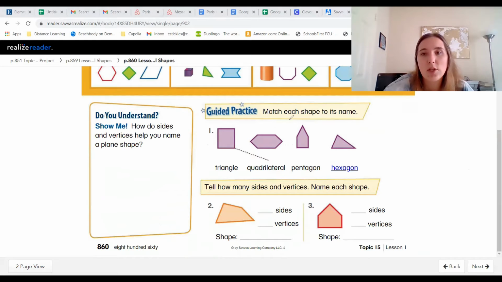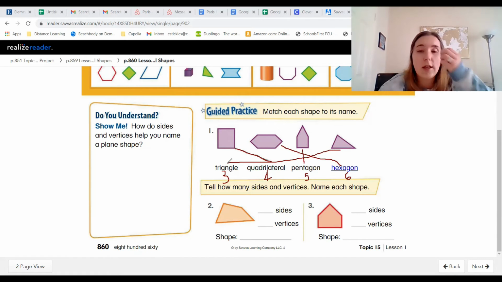So this first one, it says match each shape to its name. So remember, a triangle has 3 sides. A quadrilateral has 4. Pentagon has 5. And a hexagon has 6. So if I count the sides on this shape, there's 4 sides. So that means it's a quadrilateral. If I count this side, I have 1, 2, 3, 4, 5, 6. So that's a hexagon. This shape has 1, 2, 3, 4, 5. So that's a pentagon. And this shape is a triangle because it has 3 sides. There we go.